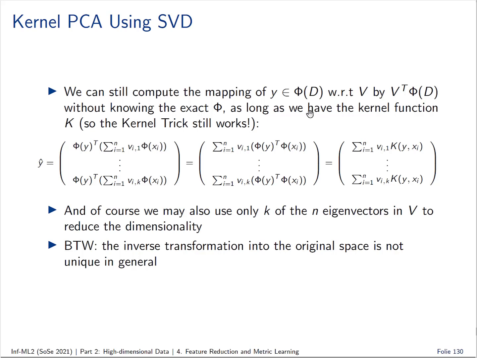As long as we know the kernel function, we'll see why just here in this equation. So the kernel trick still works. We don't know the exact phi, so we don't need to actually compute the exact transformation, the exact mapping, in order to transform the data onto the new data space, onto the new axis computed by PCA.